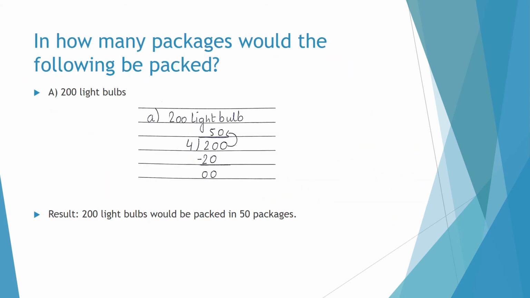In how many packages would the following be packed? Meaning 200 light bulbs. Now he had to pack 200 light bulbs. We all know that in one pack of light bulbs there are 4. So we will divide 200 light bulbs by 4 and we get the answer 50, meaning 200 light bulbs will be packed in 50 packages. Each package will have 4. 200 light bulbs will be packed in 50 packages.